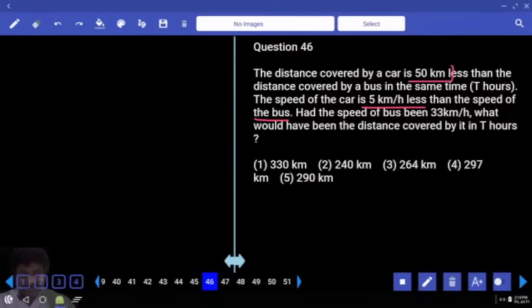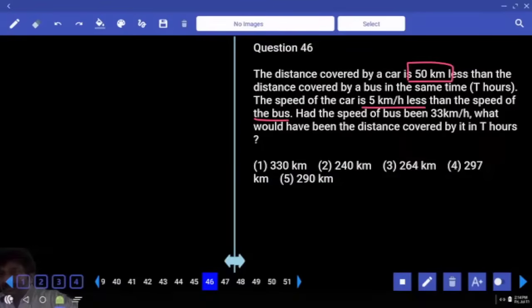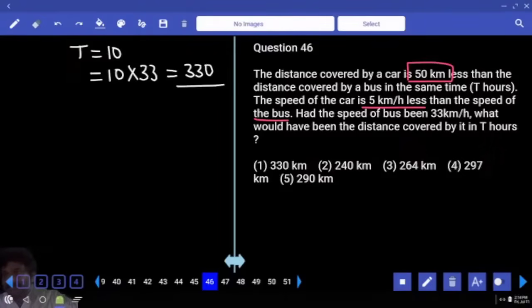Like that, what is the distance between car and bus? There will be 5 kilometers distance in every 1 hour. If the distance is 50 kilometers between both, how many hours do they travel? Then T value is equal to 10. Had the speed of the bus been 33 km per hour, what would have been the distance covered by it in T hours? We were asked to calculate the distance covered by the bus. Both travel for 10 hours, where bus speed is 33. Answer 330. First option.